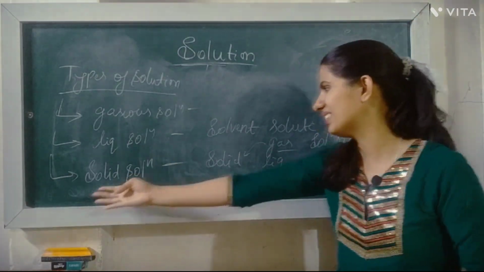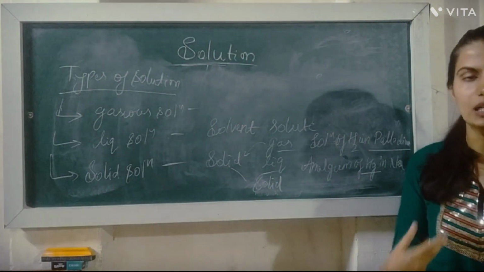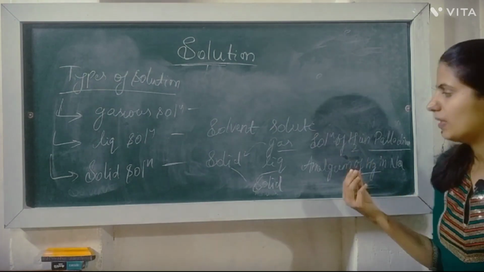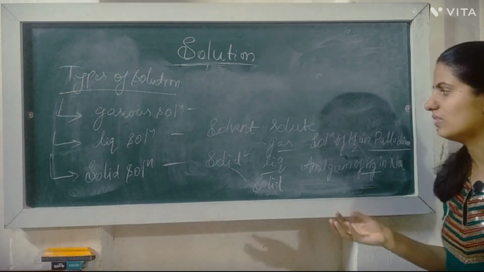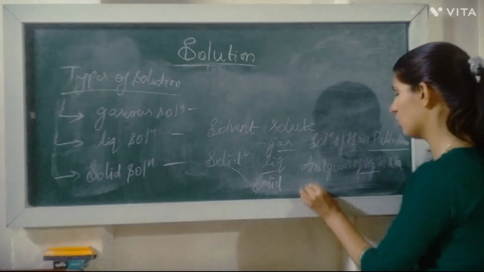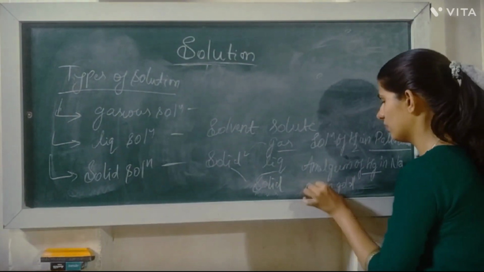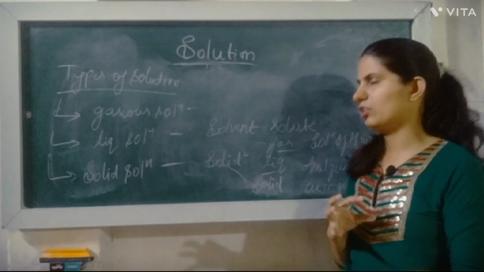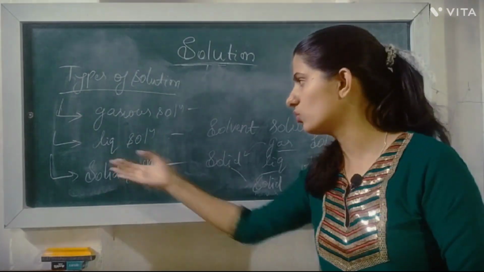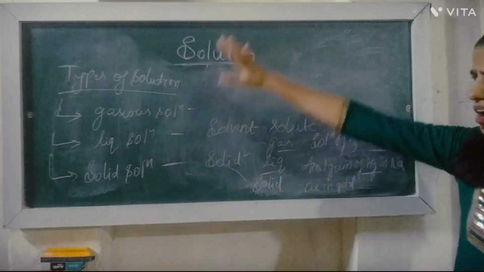Solid in solid: you know that gold articles, gold jewelry, are made up of a mixture in which both are solid, right? So gold jewelry, copper in gold, or you can write silver in gold, any other metal. When it is mixed with gold, we get gold jewelry, right? So it's an example for solid solution. Fine. Now we have a clear idea about the types of solution present.